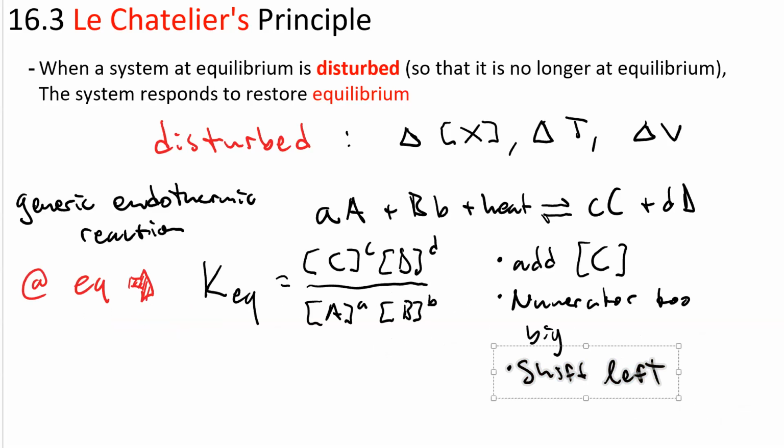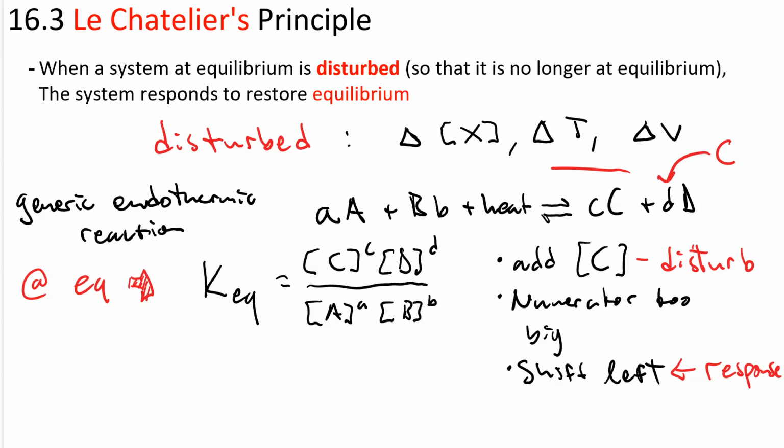So, adding C, this is what we did to disturb the equilibrium. Shifting left is the response. Okay, so don't get those two things confused. A lot of people do. You can think of it as we took C and we put it into this side of the equation, and that pushes everything to the left.